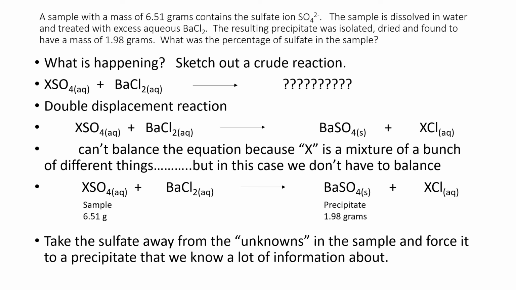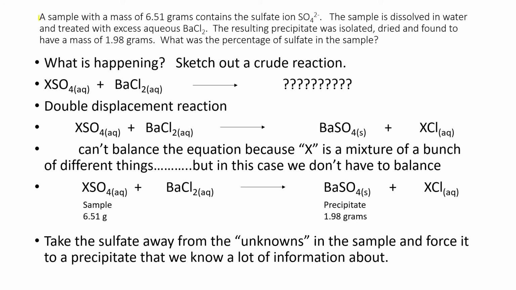So the last type of solution stoichiometry problem we're going to do goes by the name of gravimetric analysis. So let's read through the problem. And it's a longer problem in terms of even the question. Kind of gives you a little bit of a story to what happened.